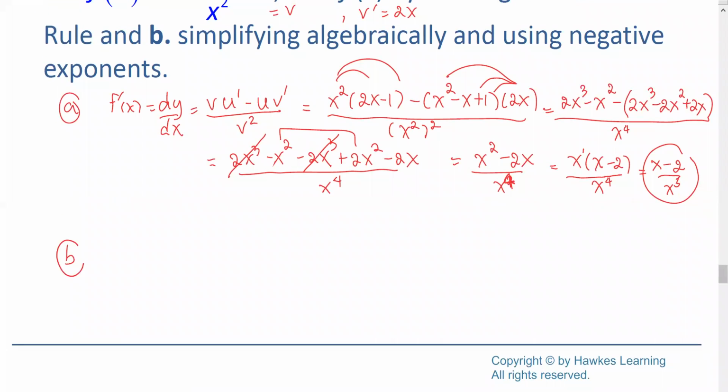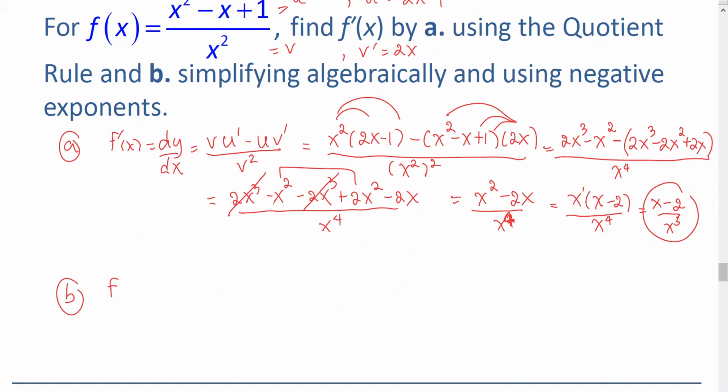In part B, simplify algebraically. For our expression f of x, which is x squared minus x plus 1 divided by x squared, if you simplify algebraically, we have x squared divided by x squared minus x over x squared plus 1 over x squared. x squared over x squared returns 1, minus x over x squared, which is minus 1 over x, plus 1 over x squared.